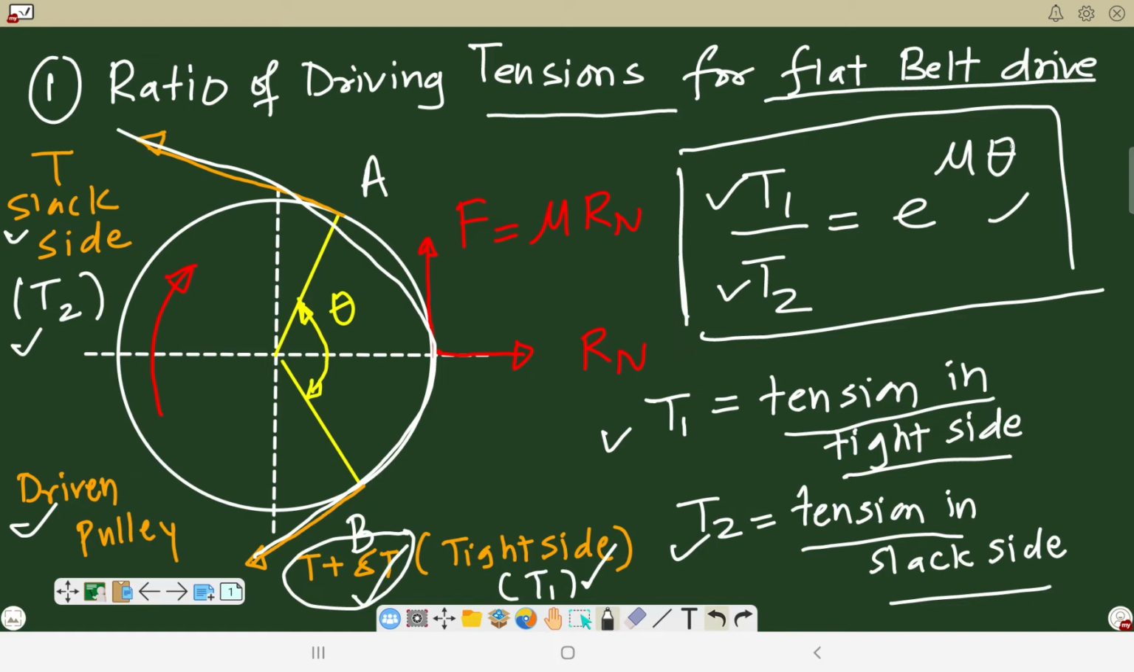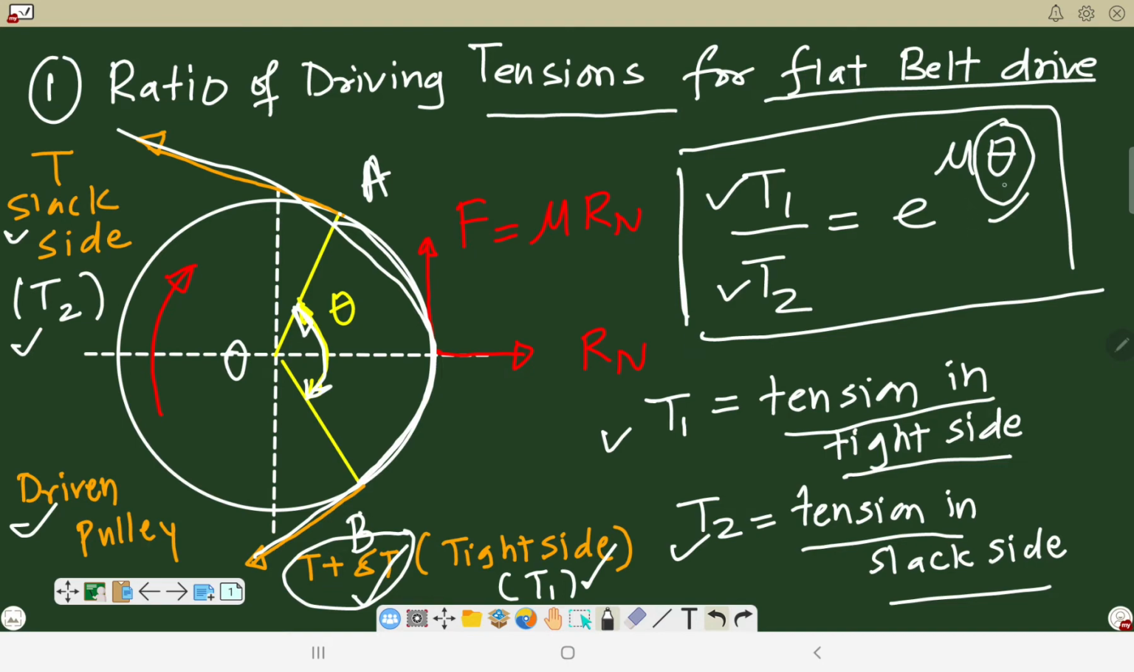After that we want to understand here what is the meaning of theta. As we know, theta is nothing but this angle which is called as angle of lap or angle of contact. You will see that this belt is in contact with the pulley in the region A to B. If I draw one line from A to O, which is nothing but the center point of the pulley, and B to O, you will get the angle subtended by the belt, and this angle is called as an angle of contact or angle of lap.